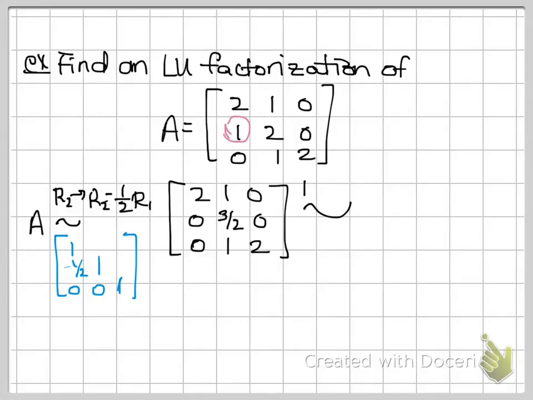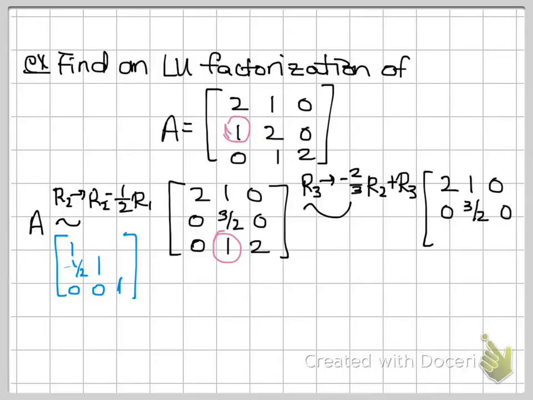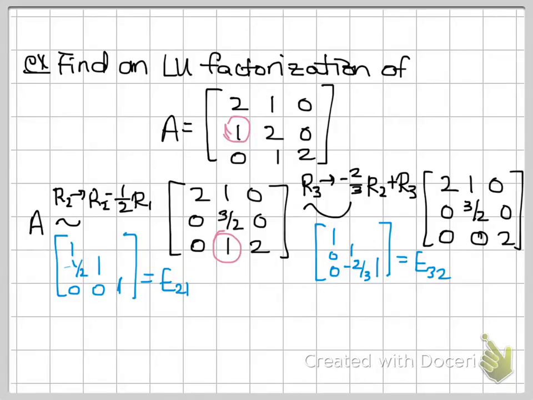Okay, the next thing I want to do is eliminate the 1 here in the 3,2 position. So I want row 3 to be replaced by negative 2/3 row 2 plus row 3. And this is what we get. So what's the elementary matrix that accomplishes this? Well, it has ones down the diagonal and negative 2/3 in the 3,2 position. We're going to call this one on the left E_21 and this one E_32, because those are the positions where we've got something that's not 0 and not 1.